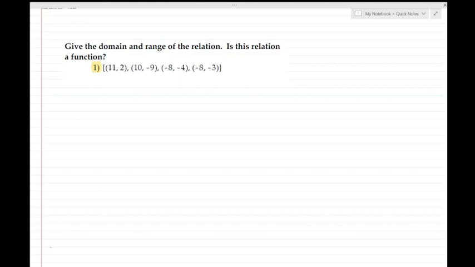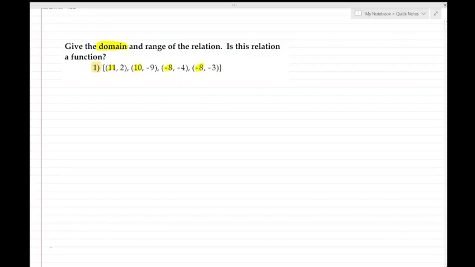Okay, problem number 1. We want to give the domain and the range of the relation. And then we want to answer, is this relation a function? So keep in mind that the domain is the first items in the relation, or the first occurrence. So for example, 11, 10, -8, and -8. That would be the domain of the relation.